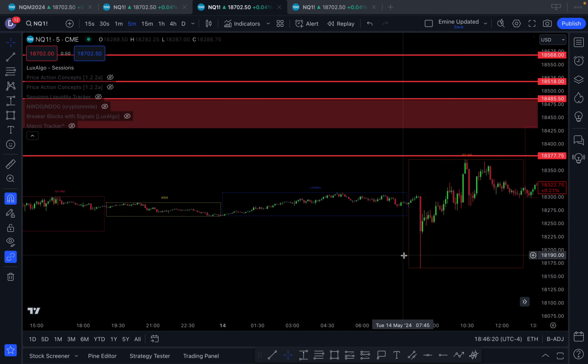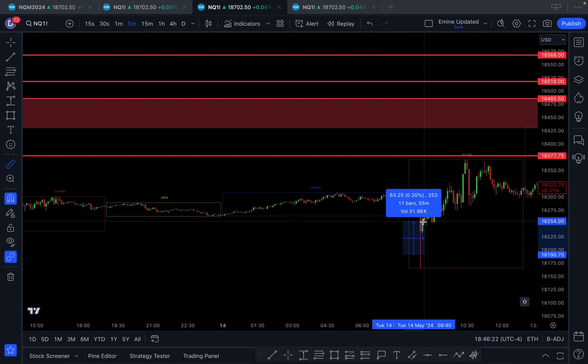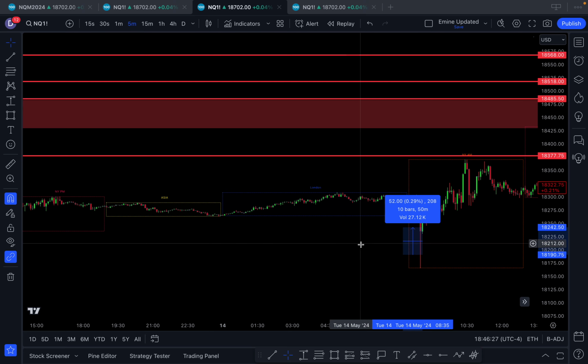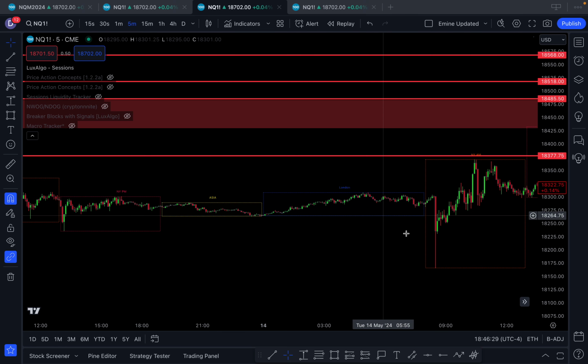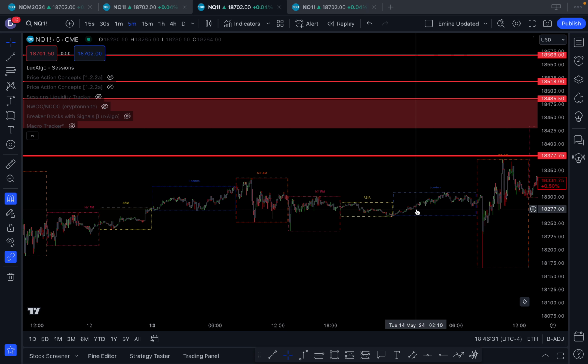So she made, I think, around 200 ticks, something like this. She closed at 200 ticks with one contract, and she made like, damn, that was beautiful. So she totally flipped, and that was beautiful. Now, that was good for her.